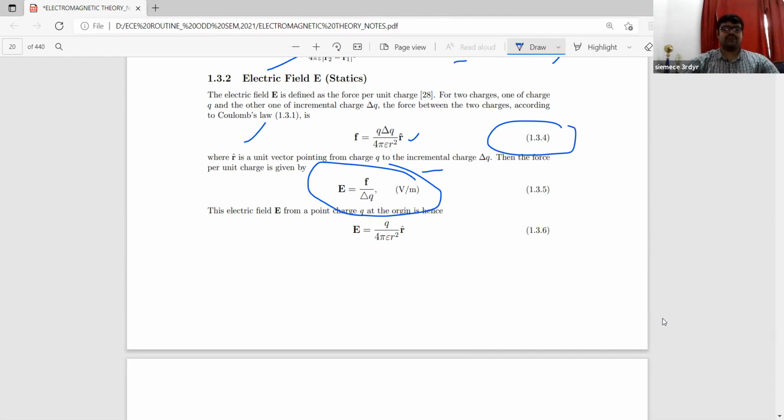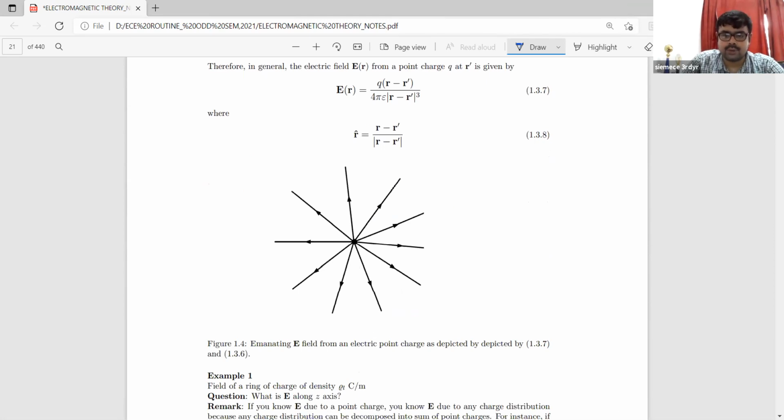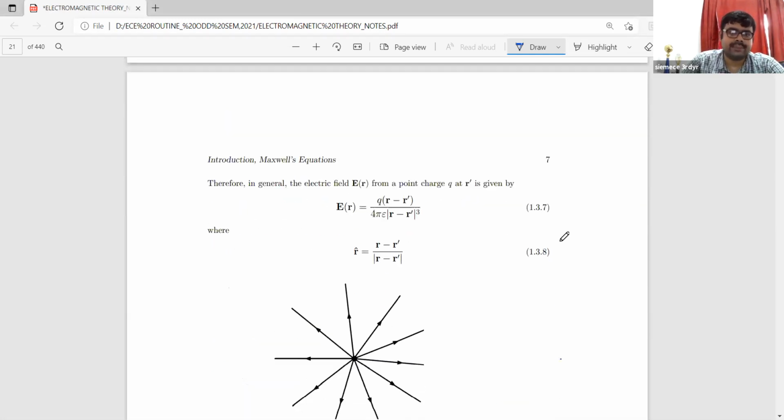So this electric field capital E from a point charge Q at the origin may be written as a slightly modified version. Equation number 1.3.6 is basically a consequence of equation number 1.3.5, and we may write the equation like this: capital E equals Q by 4 pi epsilon R square into R cap. So many fundamental equations. Many of these equations you have already studied in your physics class, so that is a repetition kind of thing.